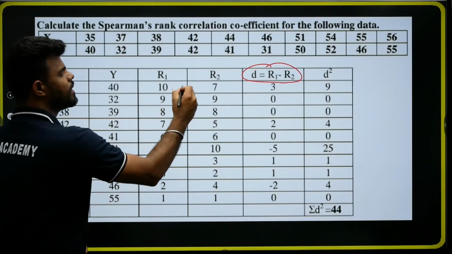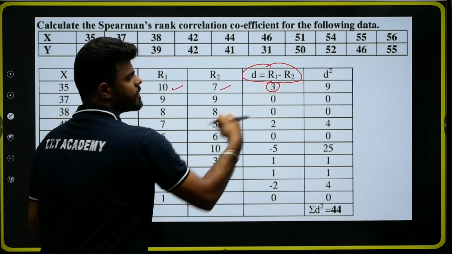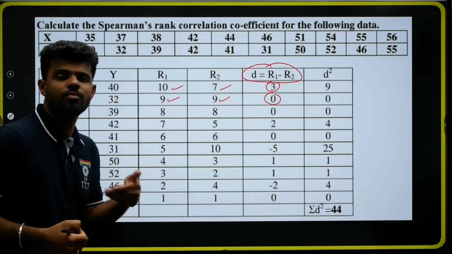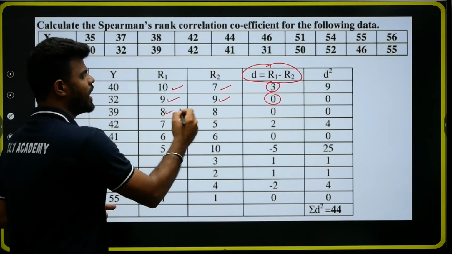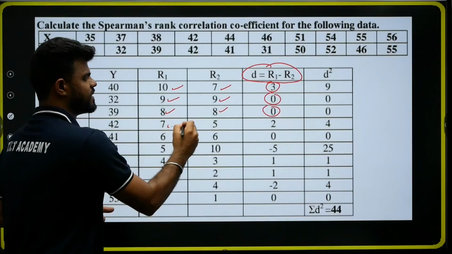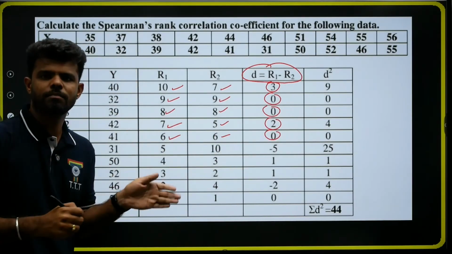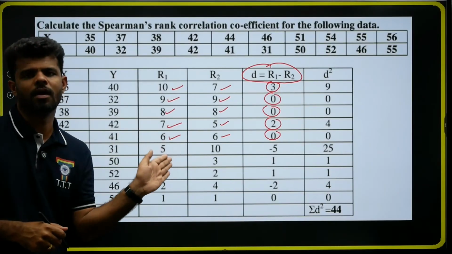That is 10 minus 7, answer is 3. 9 minus 9, that is 0. Sometimes you may get negative answer also. So 8 minus 8, that is also 0. 7 minus 5, that is equal to 2. 6 minus 6, that is equal to 0. R1 minus R2. For each x value, you have to subtract.